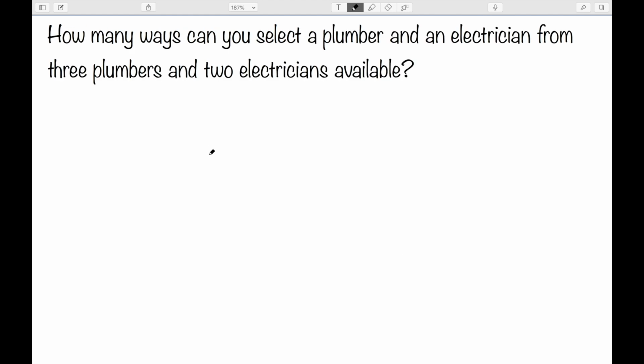My first example, how many ways can you select a plumber and an electrician from 3 plumbers and 2 electricians available? Well, we have 3 possible plumbers, so 3 possible outcomes for my first task. 2 electricians, so 2 possible outcomes for my second task, and my fundamental principle of counting says I need to multiply these. So there are a total of 6 possible outcomes.